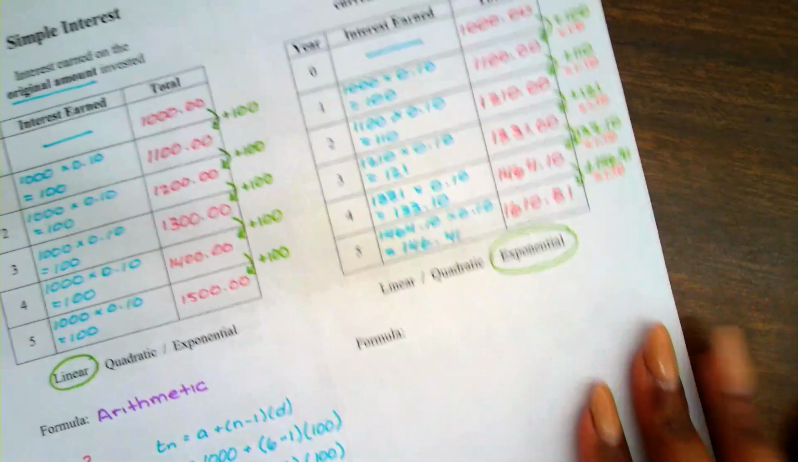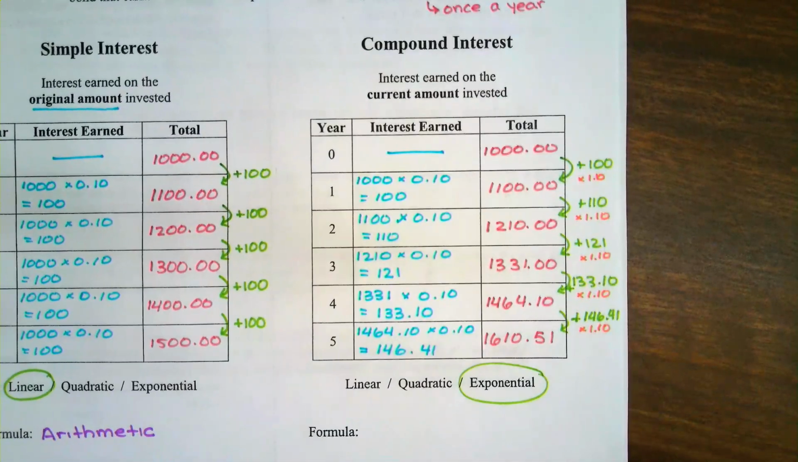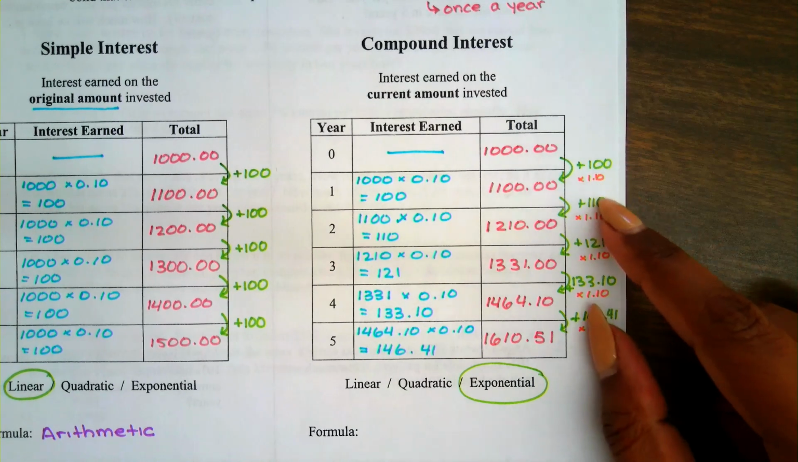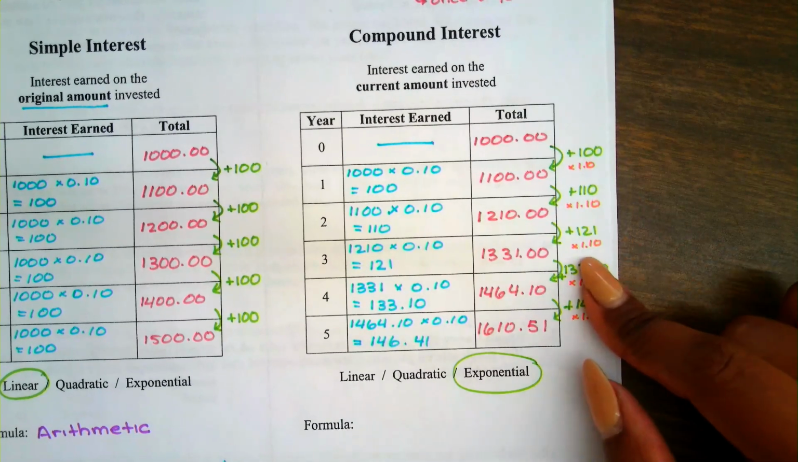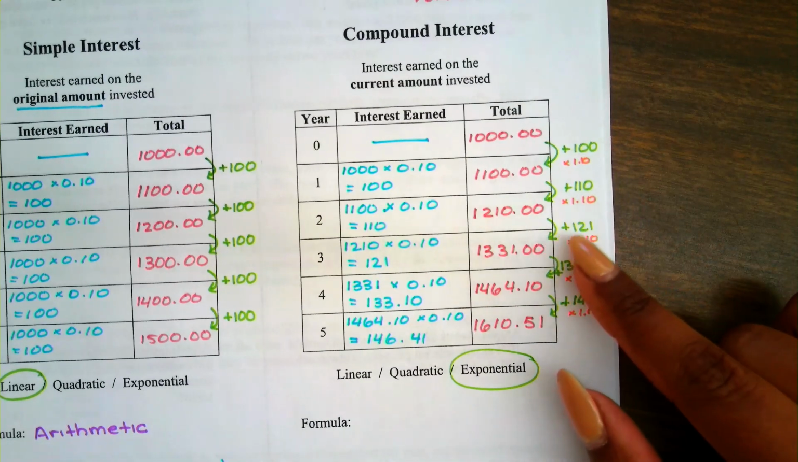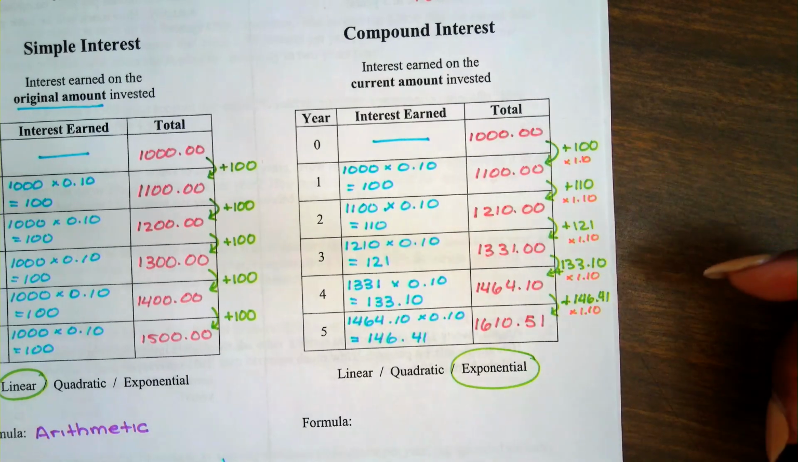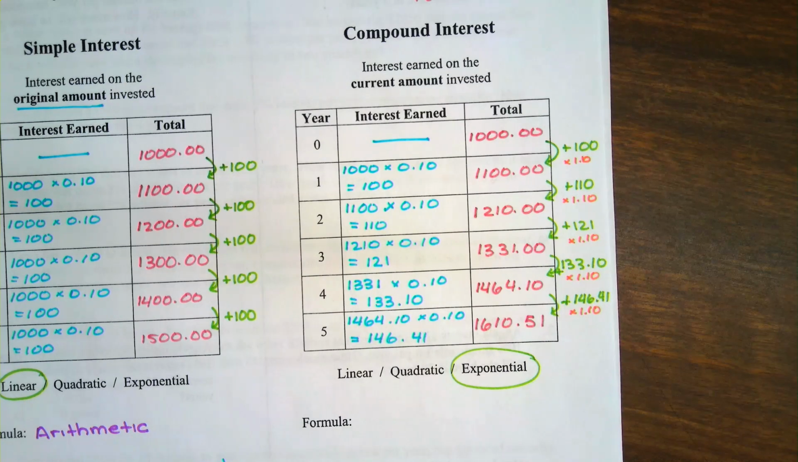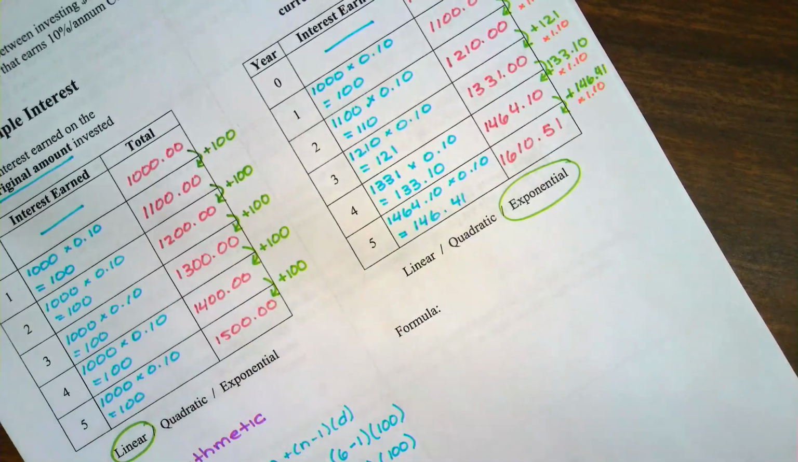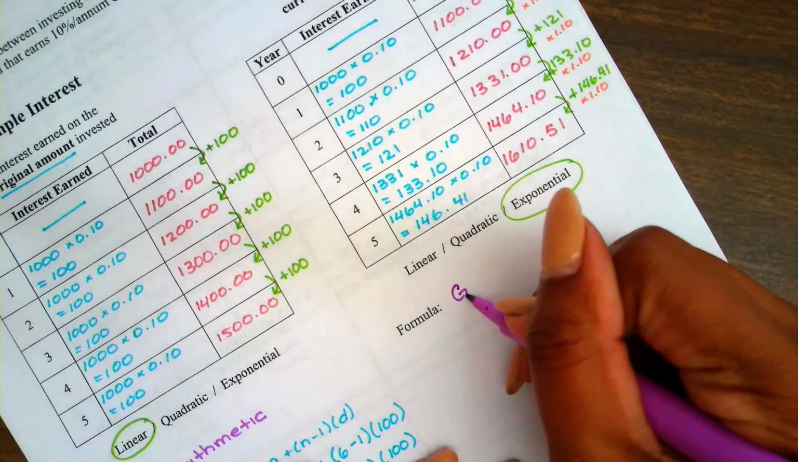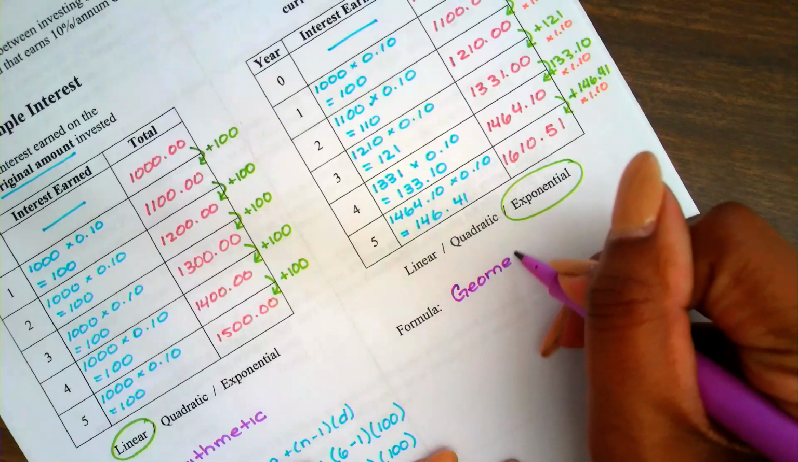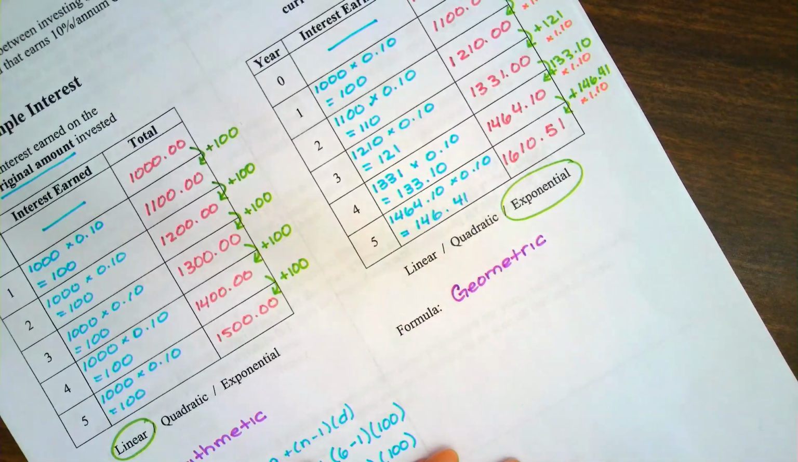Okay, so carrying on with compound interest, you can see here, we're technically multiplying by 1.10 each time. We're taking our new number, multiplying by 1.10. When we multiply our terms to get to the next term, we know this from our last unit as geometric.